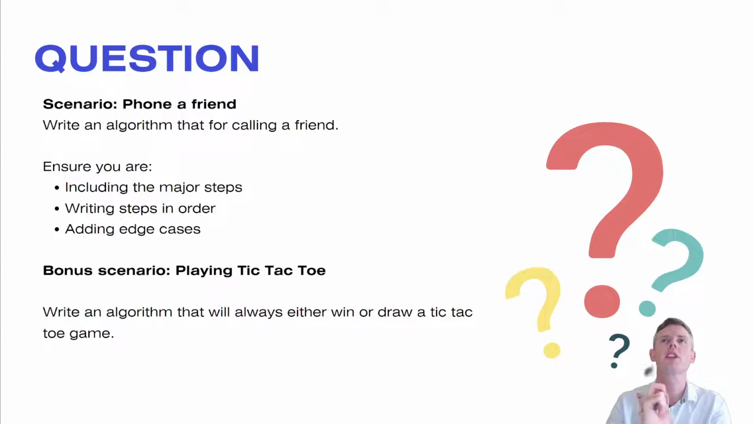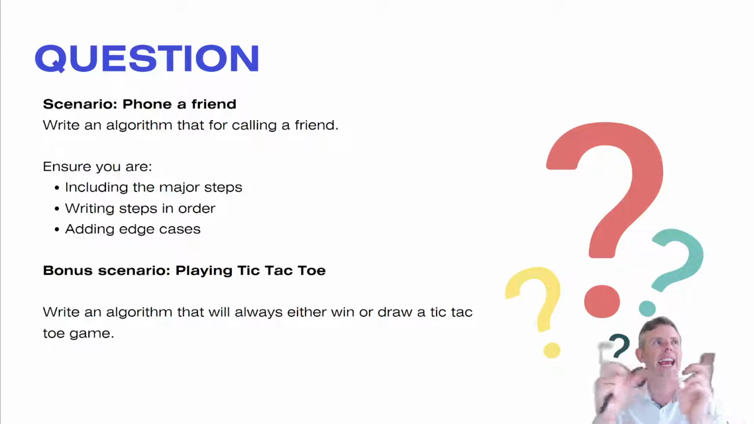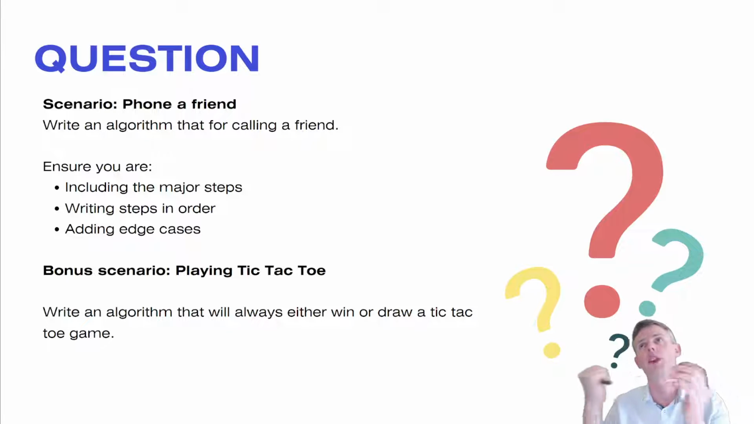Okay, think about what are the steps I require to phone a friend. What is each step? What are the edge cases? What if they don't answer? What if I get a message bank? Think about those things as well.